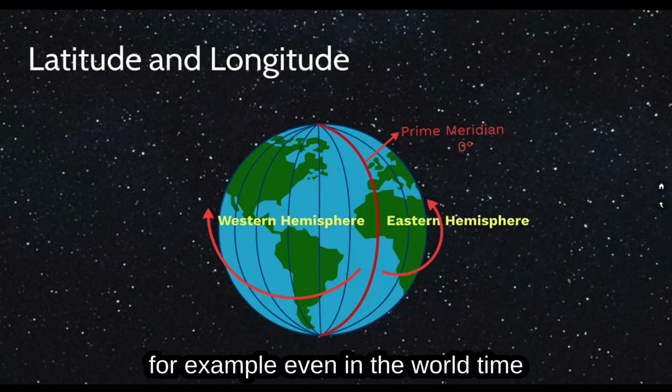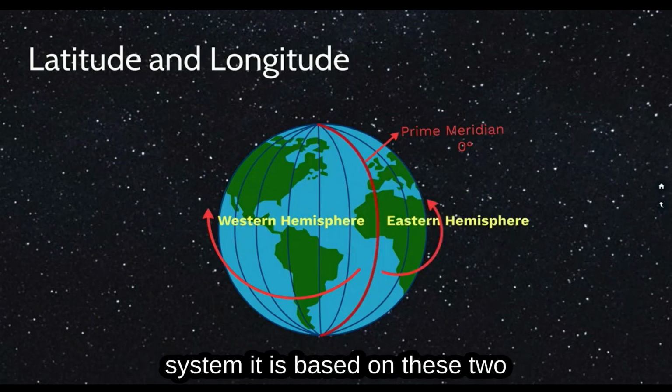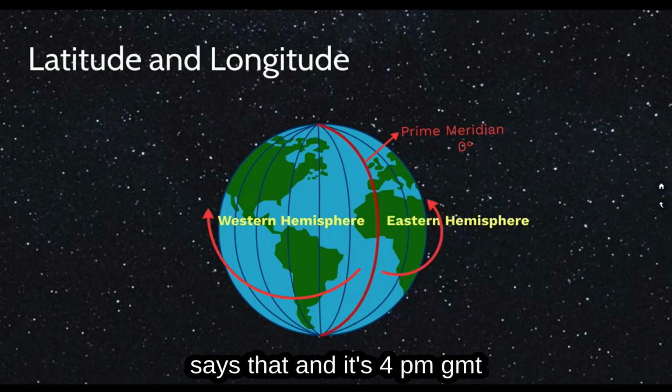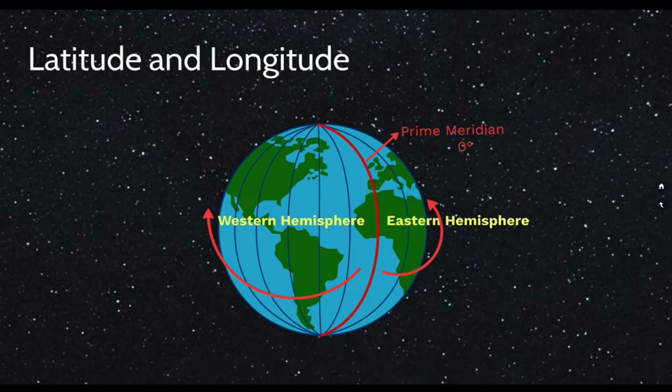for example, even in the world time system, it's based on these two elements. We have the prime meridian. Someone says that it's 4 p.m. GMT, or it's 4 p.m.